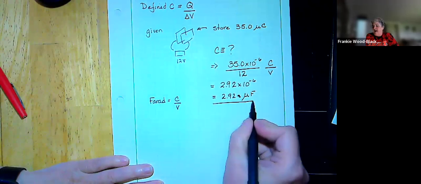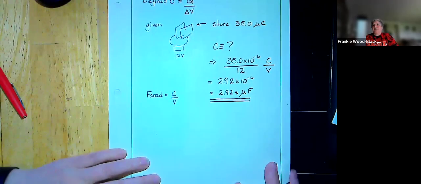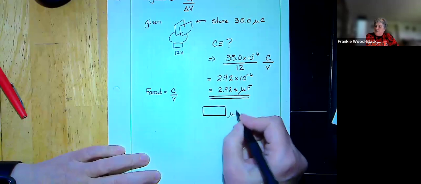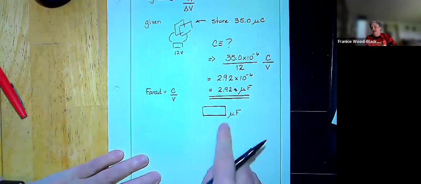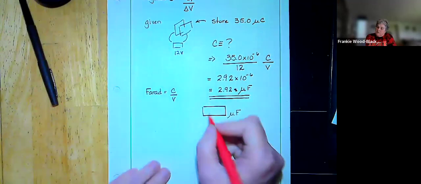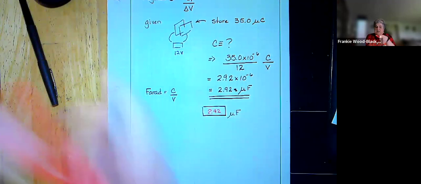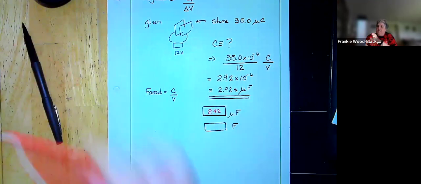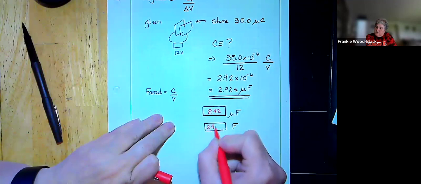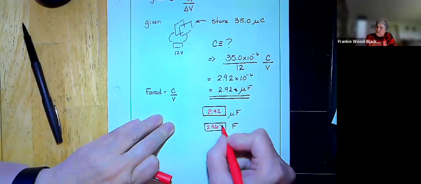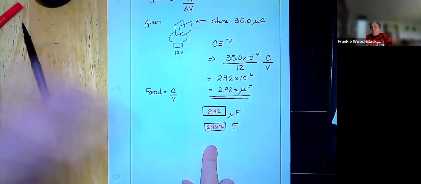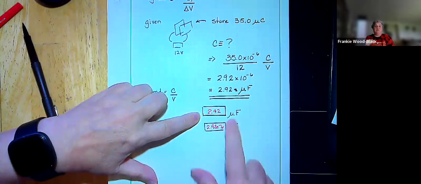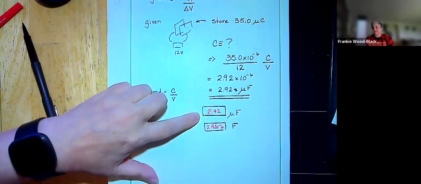microfarads. And the reason I want to write this out for you is if you're working in WebAssign, double check and pay attention to the box, because it may give you units of microfarads. If it does, I'm going to put in my answer of 2.92. But if my box says farads, I'm going to put in 2.92 e to the minus 6. So just watch your boxes in WebAssign to make sure that you're putting in the right values, because of how they defined it.